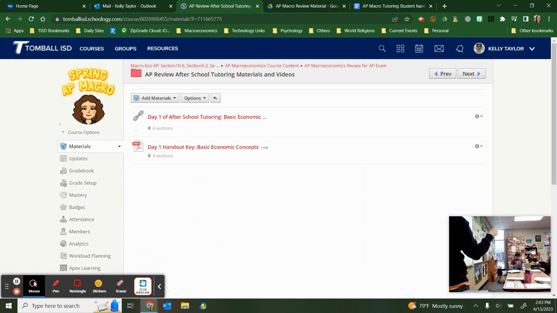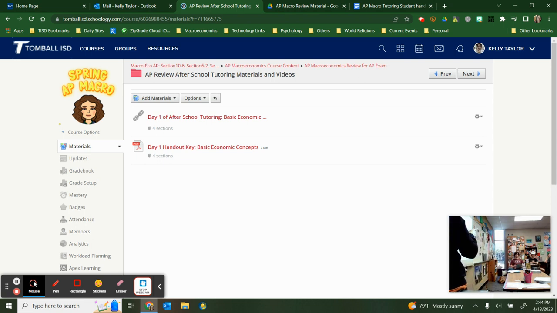Our very first session was this handout. That's the handout, and that's the key of the handout. I will be posting the video, but I already sent it in Remind. The keys are there if you missed a day, or you have the packet but you don't know what the keys are.